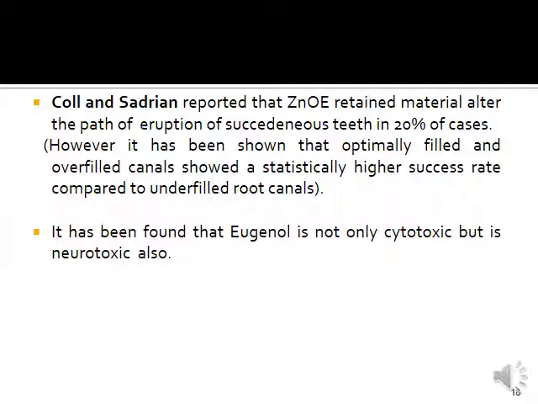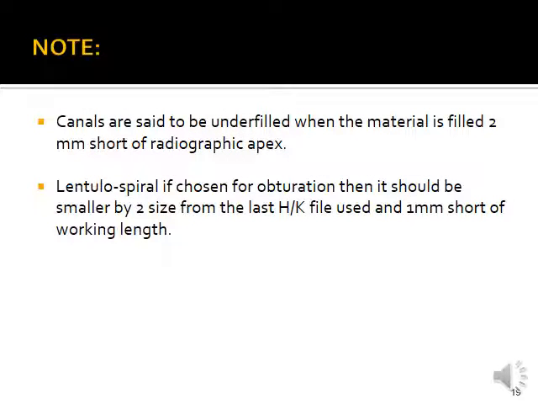Adrian reported that the retained material altered the path of eruption of succedaneous teeth in 20% of cases. However, it has been shown that optimally filled and overfilled canals show a statistically higher success rate compared to underfilled root canals. It has been found that eugenol is not only cytotoxic but is neurotoxic also. It is considered underfilled when the material is filled 2 mm short of the radiographic apex. Lentulo spiral, if chosen for the obturation, should be smaller by 2 mm in size from the last H or K file used, or 1 mm short of working length.